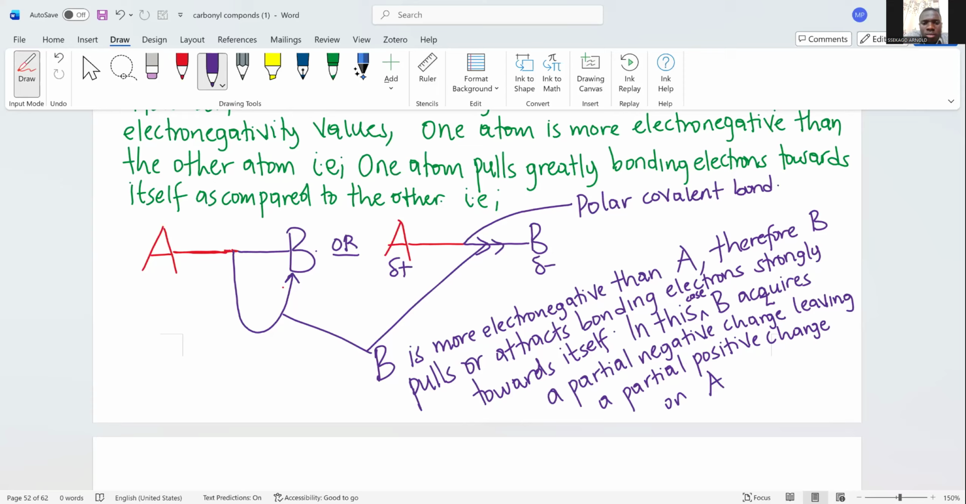So I am saying that once you have a bond between atoms, where one atom is attracting electrons strongly towards itself, that bond is polar. Moreover, the atom attracting electrons strongly is the more electronegative one.